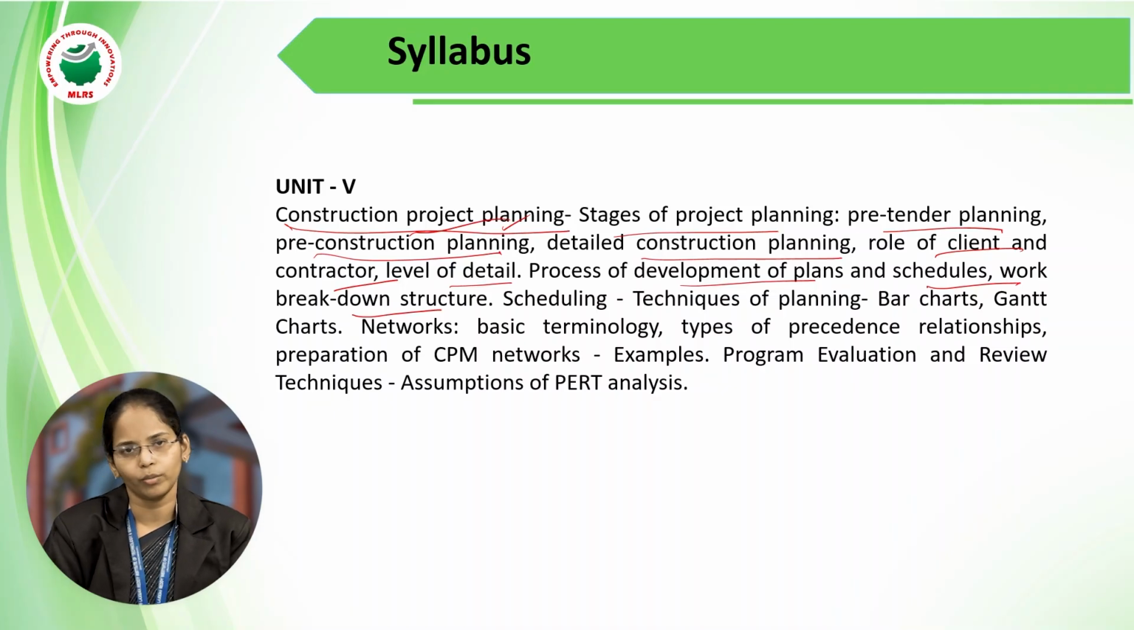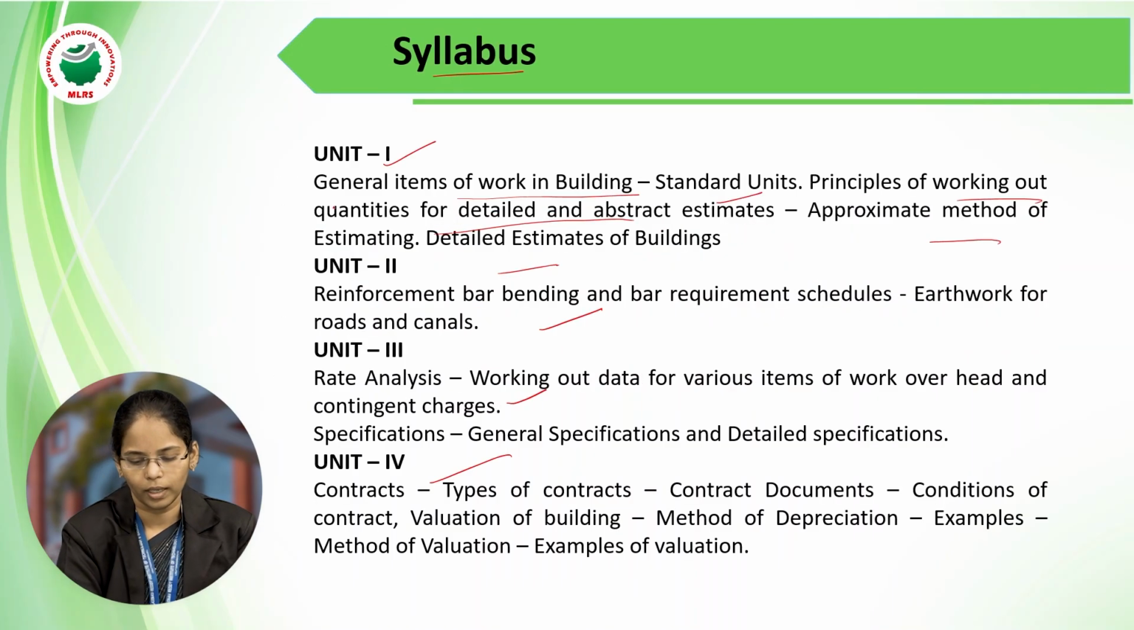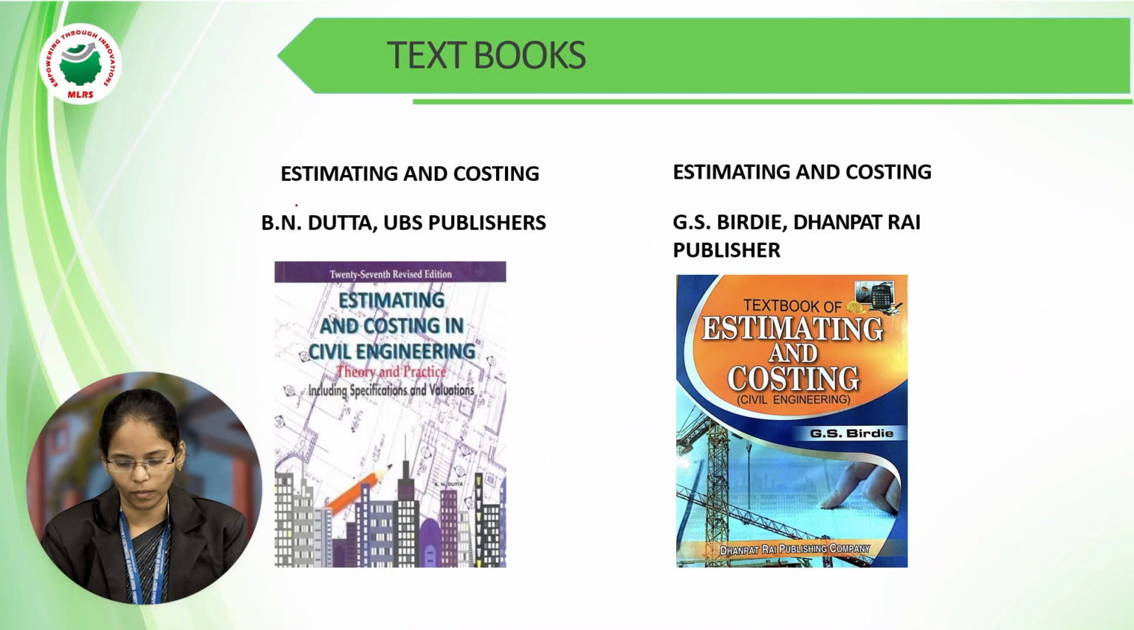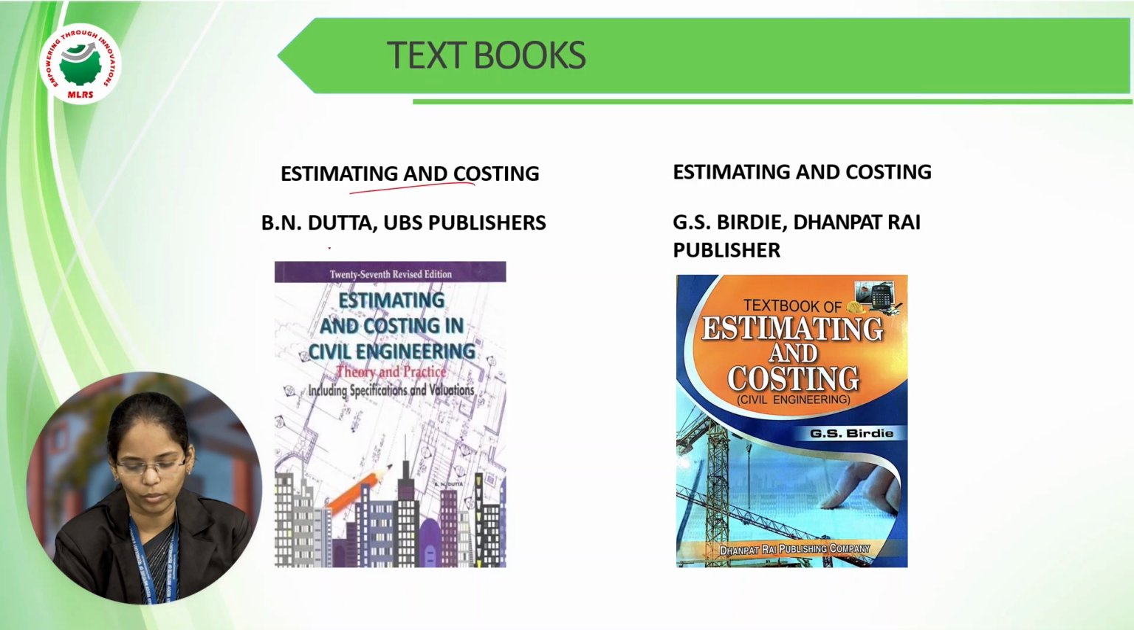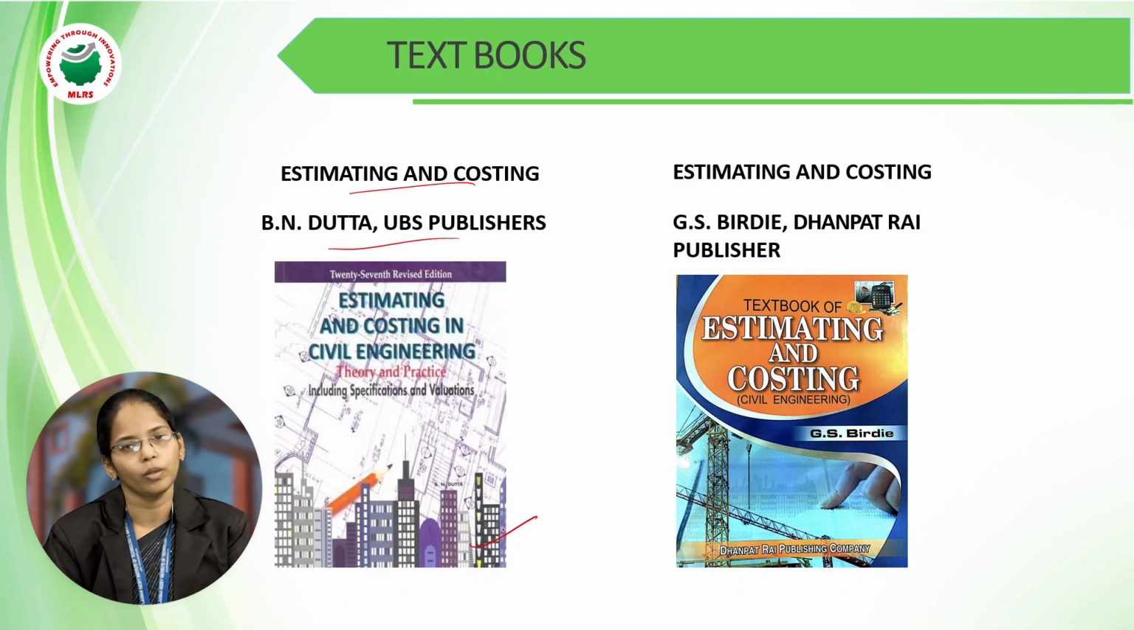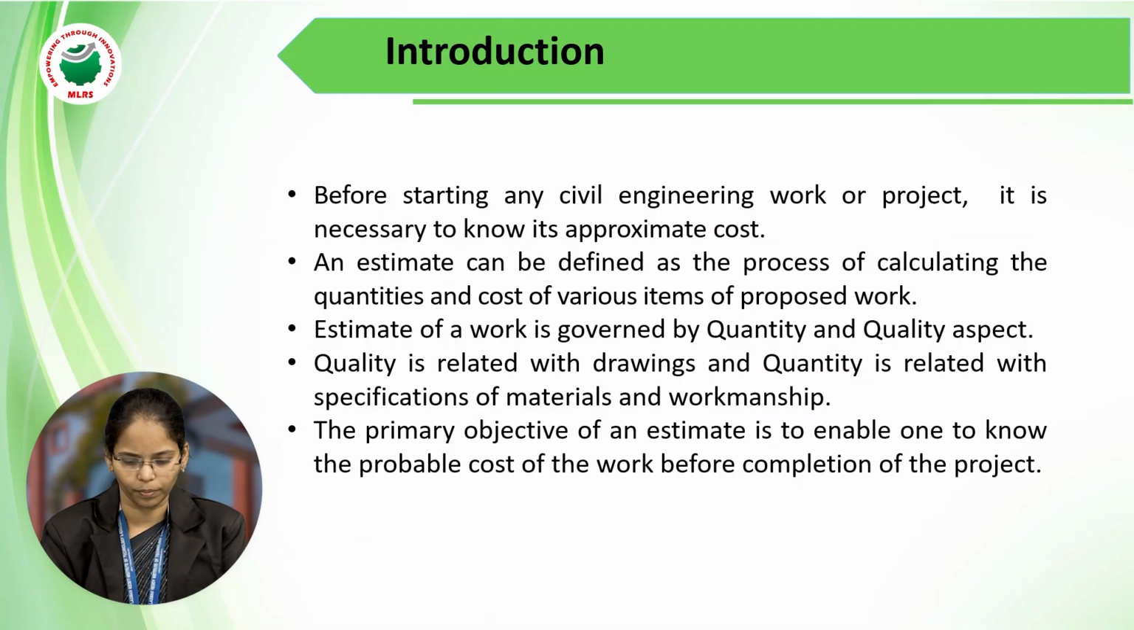Let us start from unit 1. Unit 1, let's go with general items of work in building. The main texts we can refer to for this are Estimation and Costing by B. N. Datta, which is very nice and from which we can learn much about the subject, and the second one, Estimation and Costing by G. S. Birdie, Dhanpat Rai Publishers. These 2 books we can refer to. And next, let's go for the introduction.